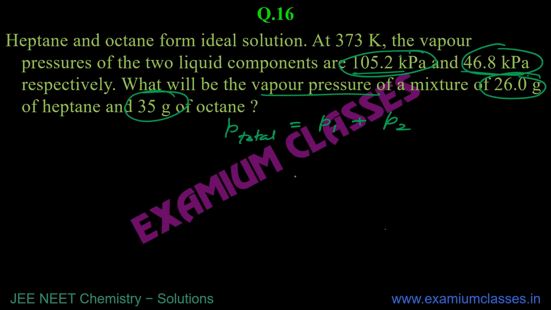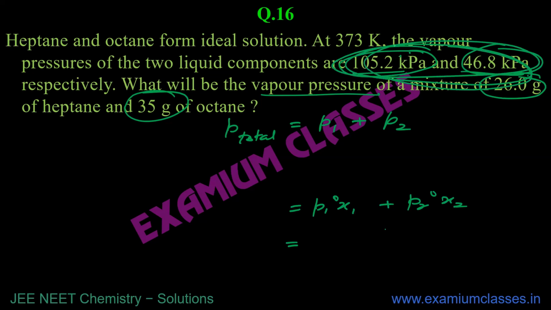Okay. So basically you will write P1 as P1 naught X1, and P2 as P2 naught X2. And when nothing is mixed, these given values are actually P1 naught and P2 naught. So you will write P1 naught as 105.2 into 10 to the power. If you don't convert kilopascal to Pascal, you will get the answer in kilopascal. So you write 105.2 kilopascal, and then you write X1.